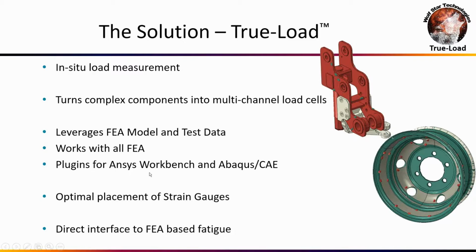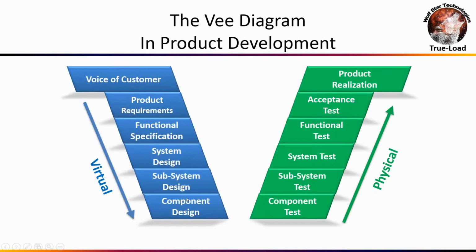We've got great plugins for ANSYS Workbench and Abaqus CAE. But at the end of the day, we're going to get you optimal strain gauge placements, and we'll get you an optimal correlation matrix, and we've got a great interface to the major FEA-based fatigue packages. So this is what we're all about.